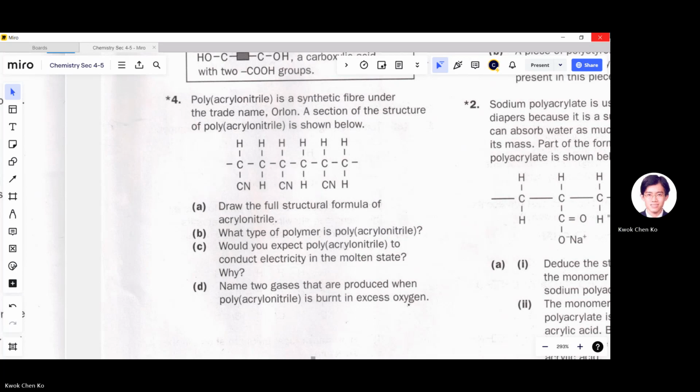So did they say ionic compound? Then what compound is it? It's a giant covalent structure. Oh, yes.